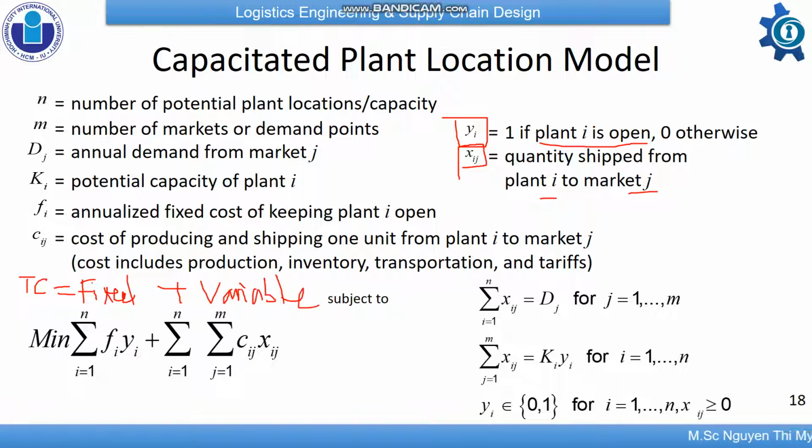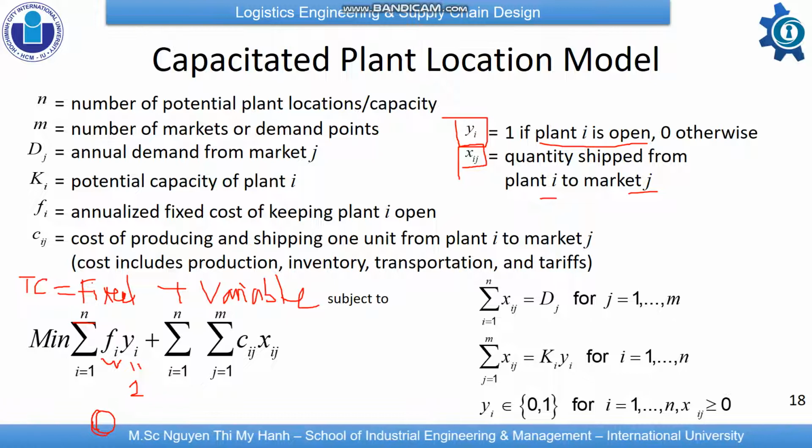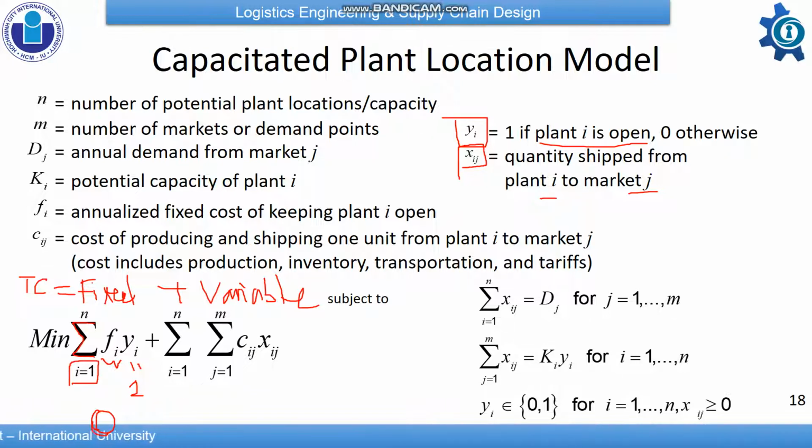So how can we calculate the fixed cost? The fixed cost will equal the fixed cost of keeping plant I open times yi. If plant I is open, then yi equals 1, and if not, the fixed cost becomes 0. And we take the sum of the fixed cost where I goes from 1 to n, and n here is 5, right?